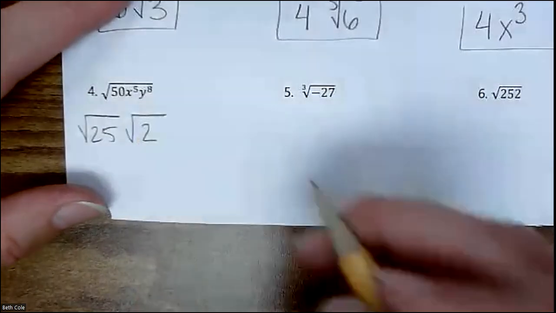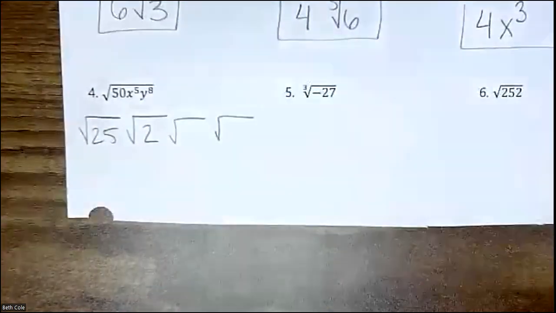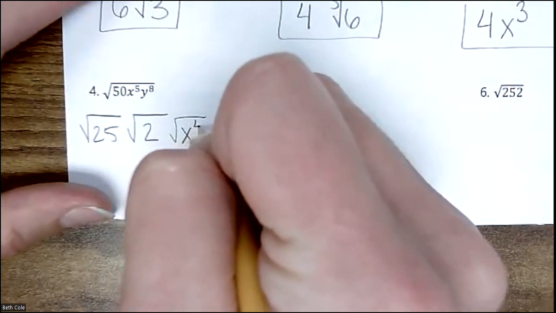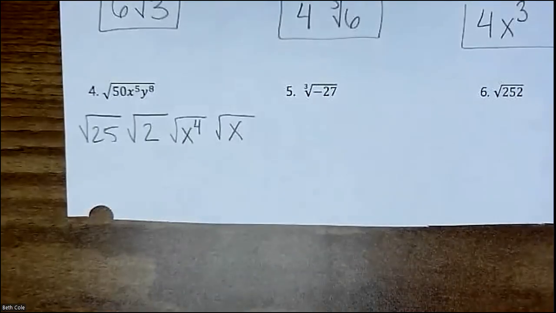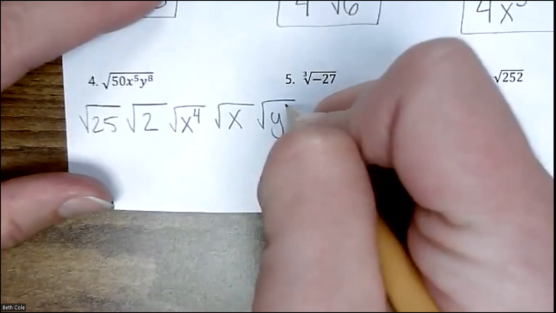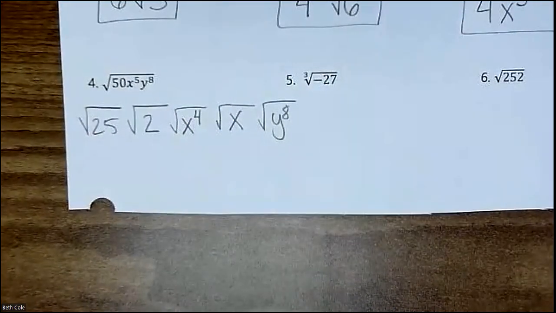Is 5 an even number? No. So you'll split it, x to the 4th and then x. And then is 8 an even number? Yes. So just leave that one alone. Like, just leave it y to the 8th. Like, if it's fine, don't change it.